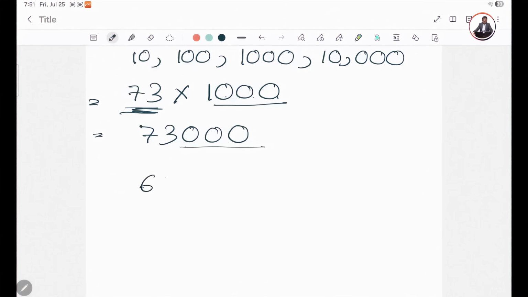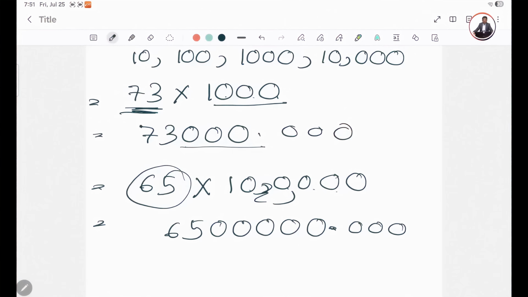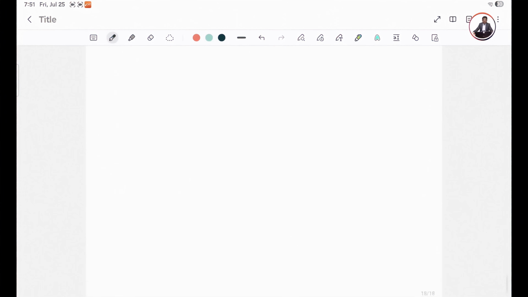Again, 65, if you want to multiply with 100,000, then what you have to do, write down this number, 65, then 1, 2, 3, 4, 5 at the end. 1, 2, 3, 4, 5, dot. After that, you can put as many zeros as you want. Here also the same, it doesn't have any value. Got it?